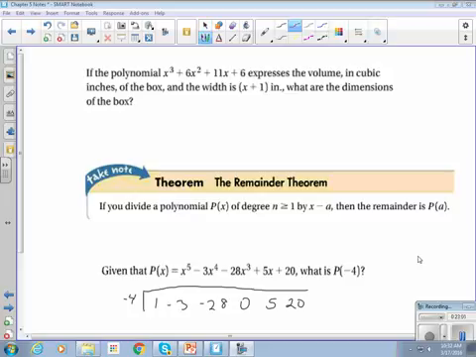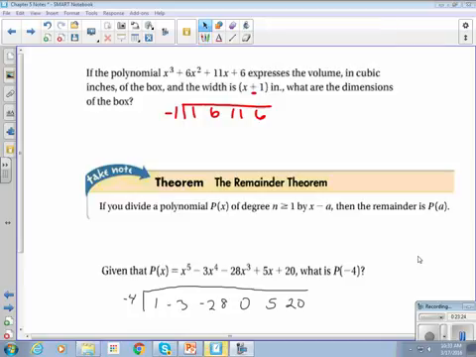Okay, so setting up synthetic division, I take the opposite of what's here, so it's minus 1. And then I go, coefficient of x cubed is 1. Coefficient of x squared is 6. Coefficient of x is 11. And the coefficient of the constant is just that constant. We drop down the first coefficient, and then we multiply and add until we get to the end.